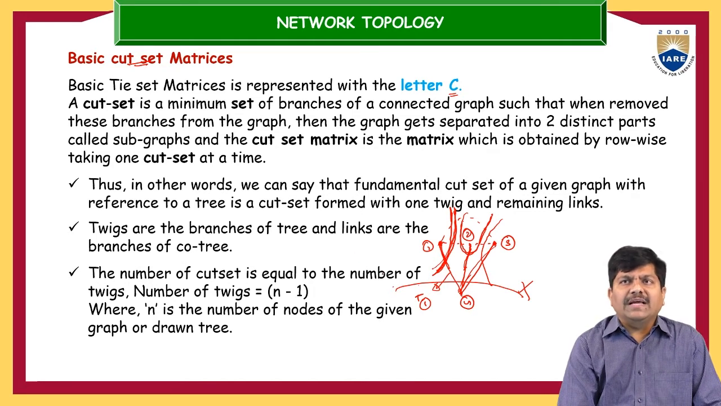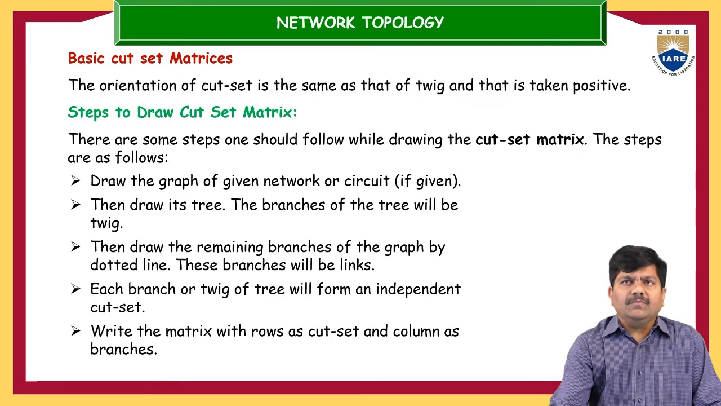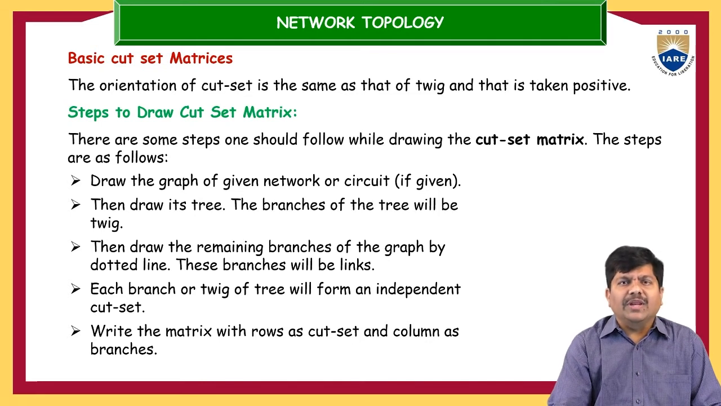So twigs are the branches of the tree and links are the branches of the co-tree. The number of cut sets is equal to the number of twigs. This is very clear. So twigs are n-1 in number, and this cutting could be done in order to eliminate one of the nodes from the existing graph. The direction of the cut set is very, very important. The basic cut set direction is that of the associated twig. In whichever direction the twig is oriented, in the same direction the basic cut set will be oriented.